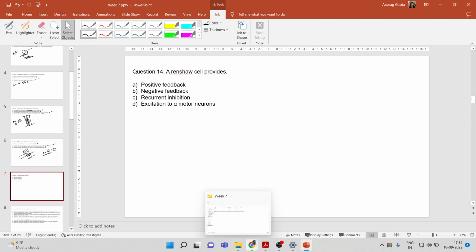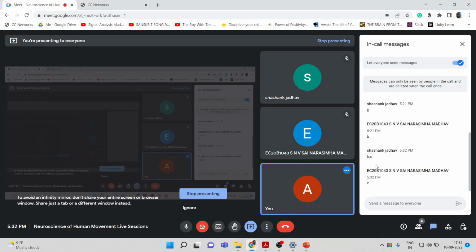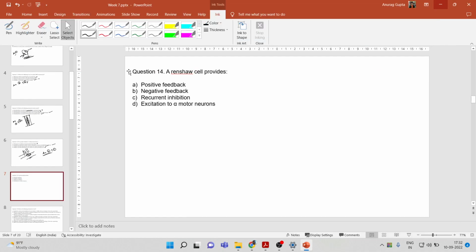Okay, let's see what the response is. Shashank has responded B and C, and Madhav has responded C. Okay, so these are the two responses. So let's go through this. A Renshaw cell provides A, positive feedback. This is wrong. We know that a Renshaw cell gives negative feedback. B, negative feedback. This is correct. C, recurrent inhibition. This is also correct. And D, excitation to alpha motor neurons. This is wrong.